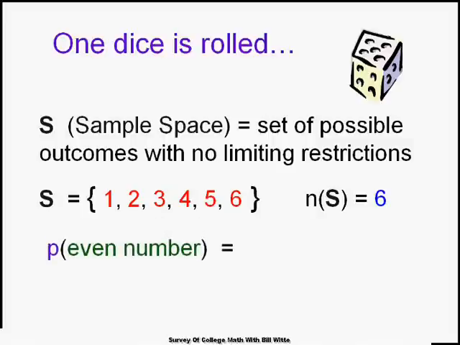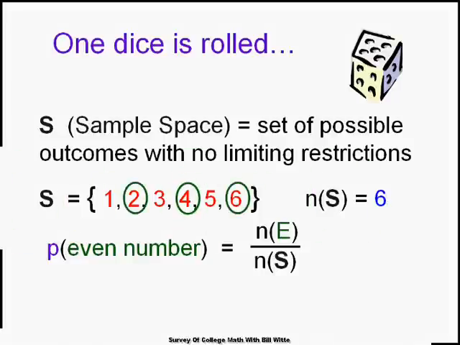Now, what is the probability, the P, of getting an even number? By our definition, quite simply, it's the number of ways that can happen over the number of ways in the sample space. Well, how many ways can I get an even number? 1, 2, 3. And how many are in the sample space? 6.